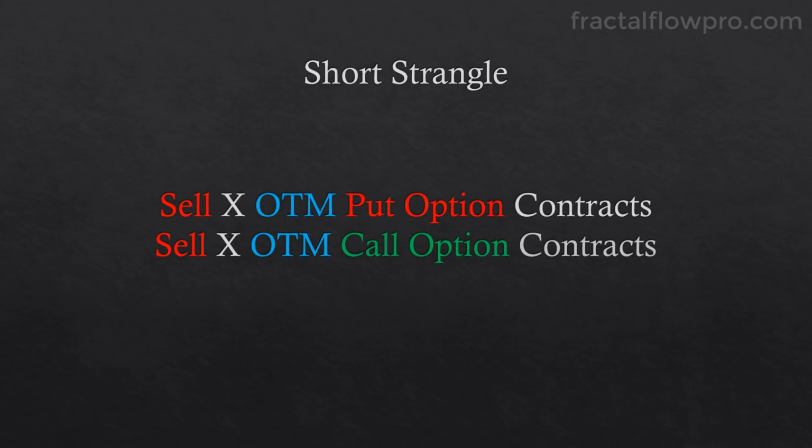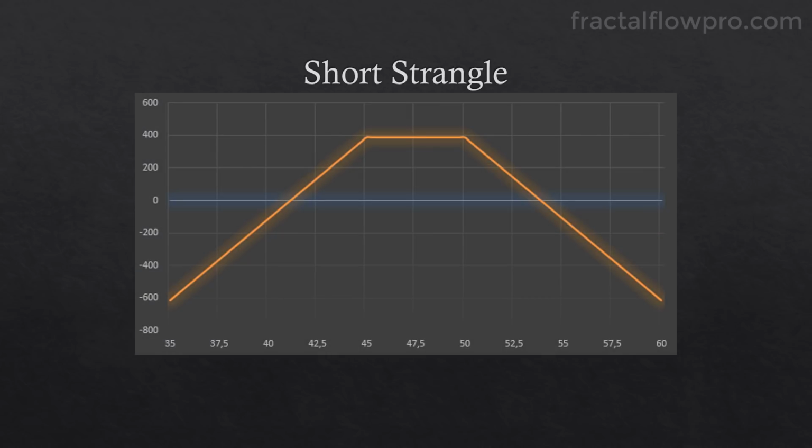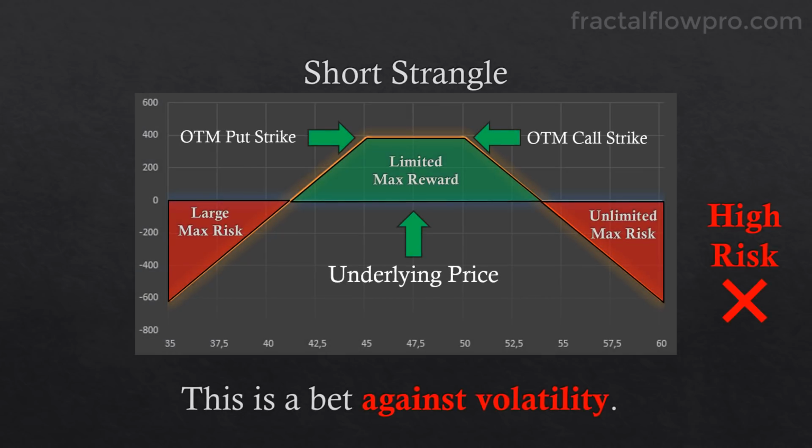This strategy consists in selling X number of out-of-the-money put option contracts and selling X number of out-of-the-money call option contracts. In terms of payoff, the short strangle is the mirror image of the long strangle, so the payoff is capped by the two vertices created by different strikes. The strategy reaches its maximum profit if the underlying stays within the range determined by the two out-of-the-money strikes.